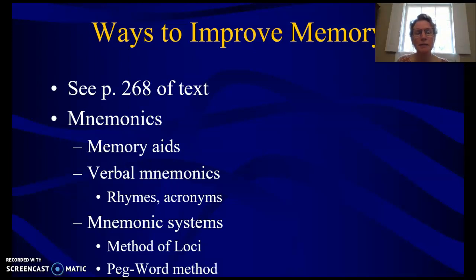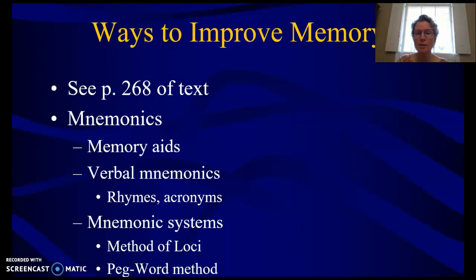Oh, the peg word method. That's another one. You'd say 1 is a bun, 2 is a shoe, and you imagine what you're trying to remember interacting with those items. Okay. That is it for memory.